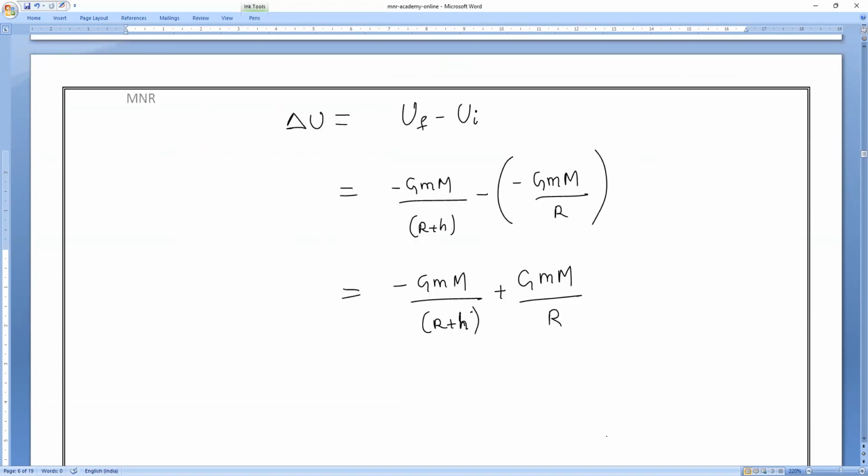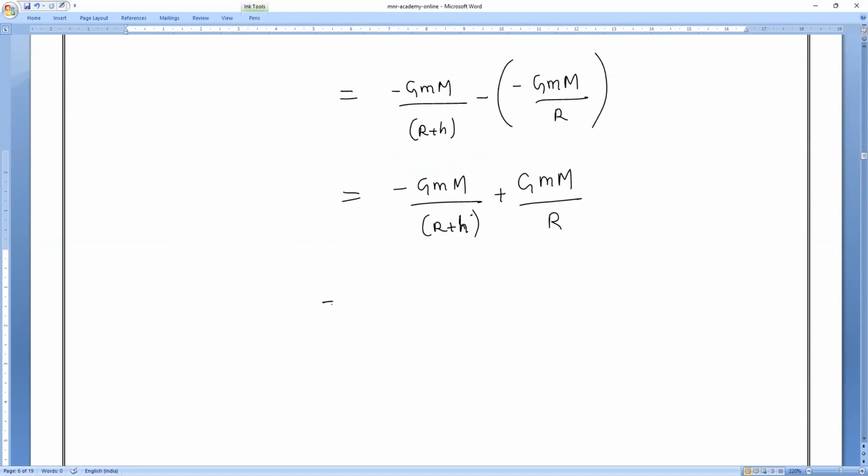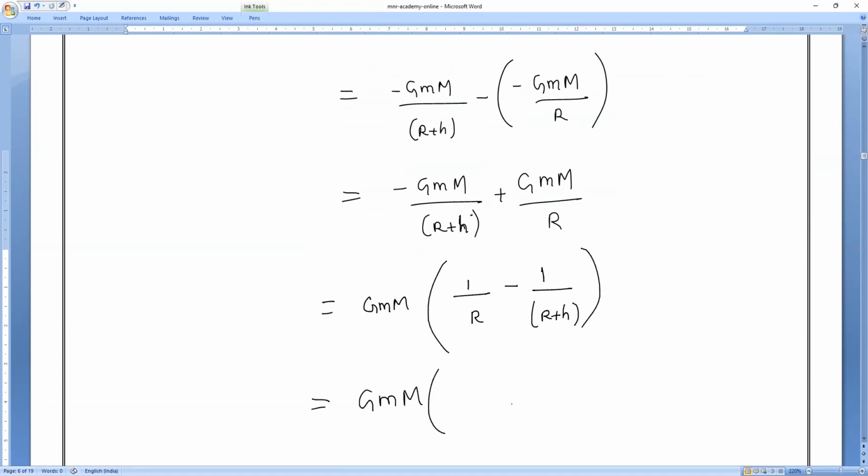Any problem for anybody? You can ask me. I hope you are understanding. So now G, small m, capital M is common, and this is plus and this is minus. So I will write it as 1 by R minus 1 by R plus H. Any problem for anybody? Please let me know. So G into small m into capital M, LCM is R into R plus H.